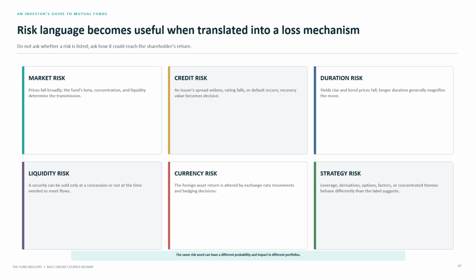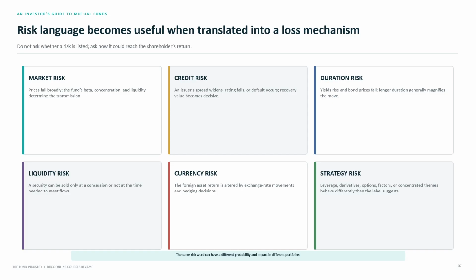Risk language becomes useful only when we translate it into a loss mechanism. Market risk means prices fall broadly, but the damage depends on beta, concentration, and liquidity. Credit risk means spreads widen, a rating falls, or an issuer defaults. Duration risk means yields rise and bond prices fall. That was not a textbook footnote in 2022, when many investors discovered that the income may be fixed, but the price is free to improvise.